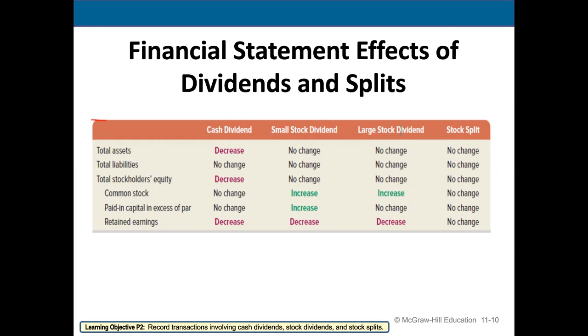When there's a small stock dividend, we're issuing shares of stock out of our retained earnings. So in essence, we're buying shares of stock with retained earnings and then distributing those to the shareholders. In that case, our common stock account will increase and our paid in capital in excess of par will increase and our retained earnings will decrease. On a large stock dividend, they handle it a little bit differently.